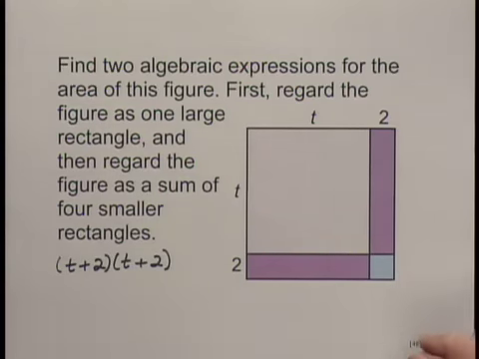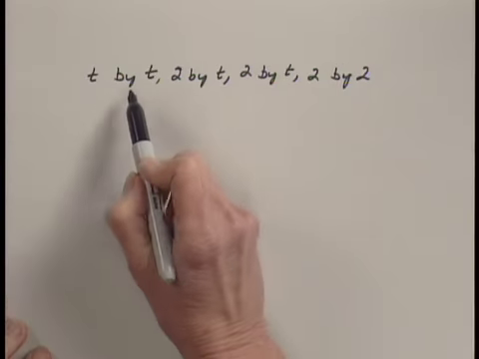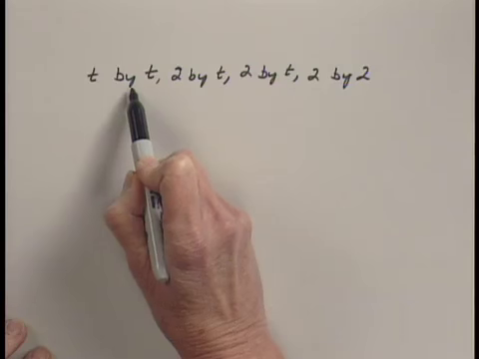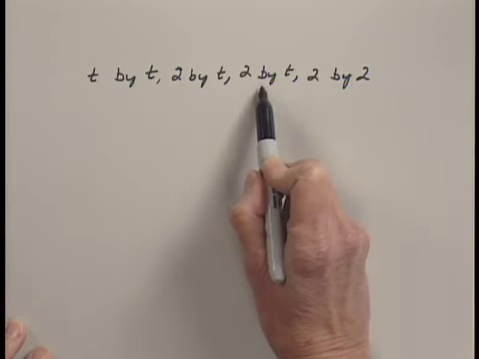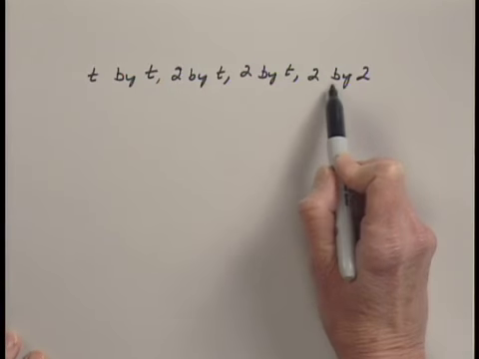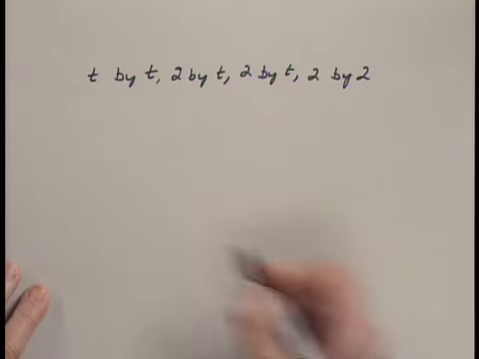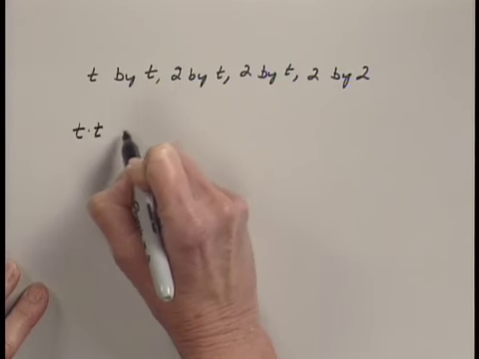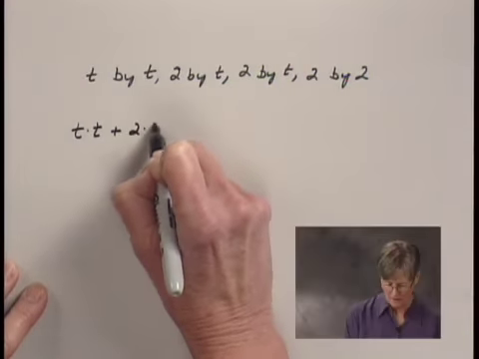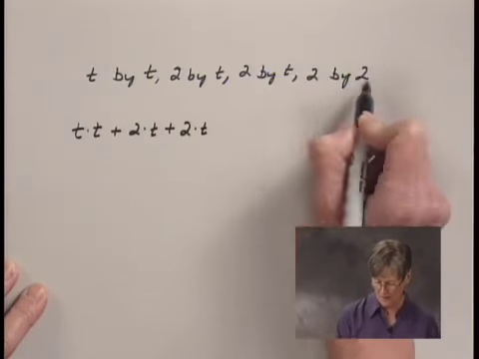So what we just said is that regarding it as four smaller rectangles, we have one whose dimensions are t by t, another one whose dimensions are 2 by t, and a second one with the same dimensions, 2 by t, and finally the smallest one has dimensions 2 by 2. So if we're regarding this as the sum of the areas of the four smaller rectangles, the areas are going to be t times t, 2 times t, and another 2 times t, and then 2 times 2.